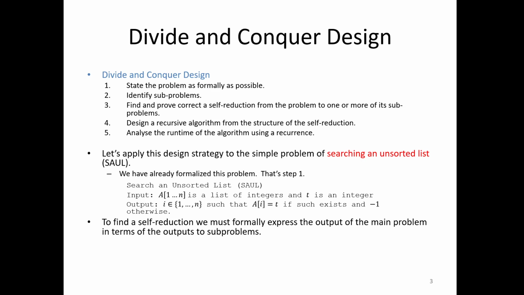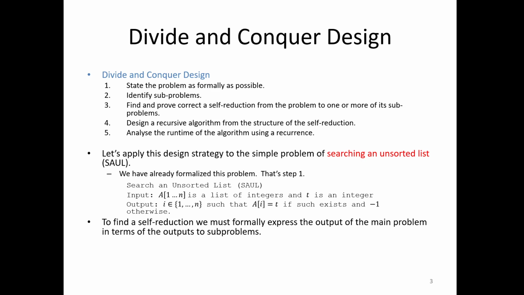All right, so let's look a little bit closer now at our design strategy. Our design strategy has 5 steps, not like von Neumann's. Although like von Neumann's, we've just added a couple extra steps here. So the first one was state the problem as formally as possible. The next step is to identify subproblems. And we probably have some intuition of what that means already. I'm going to flesh that out a little bit before we get started.